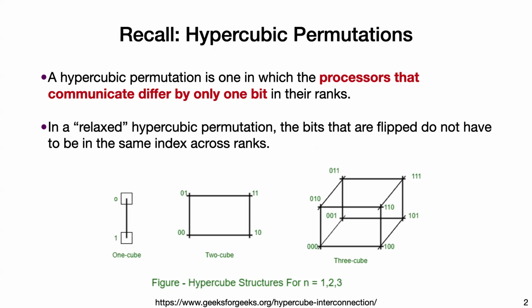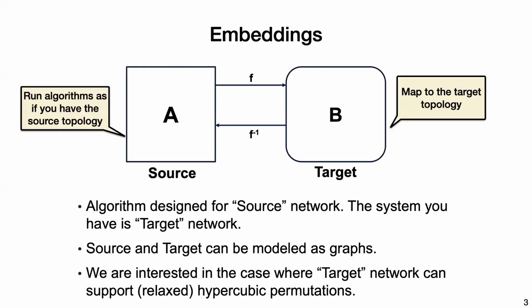Okay. So in this class, we're going to try to map some types of graphs into this type of graph using a function. Like I said, for embeddings, you have a source topology A, which is really a graph, and a target topology B, which is another graph. You want to define some function f that maps the nodes of A, which are ranks, into the nodes of B, which are also given ranks.